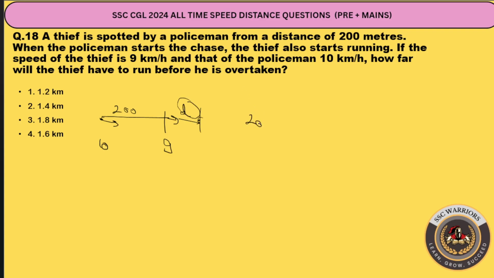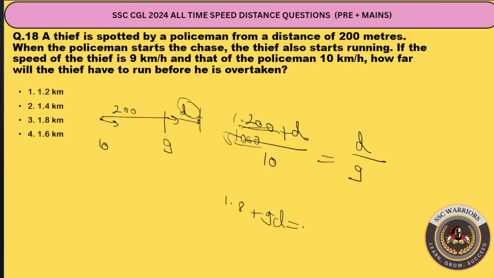So for the policeman, 200 plus d upon the speed 10, and for the thief, d upon 9. Now this is changing into kilometers, that is 1 by 5 or 0.2. So 1.8 plus 9d is equal to 10d. So the distance is what? 1.8 kilometers.